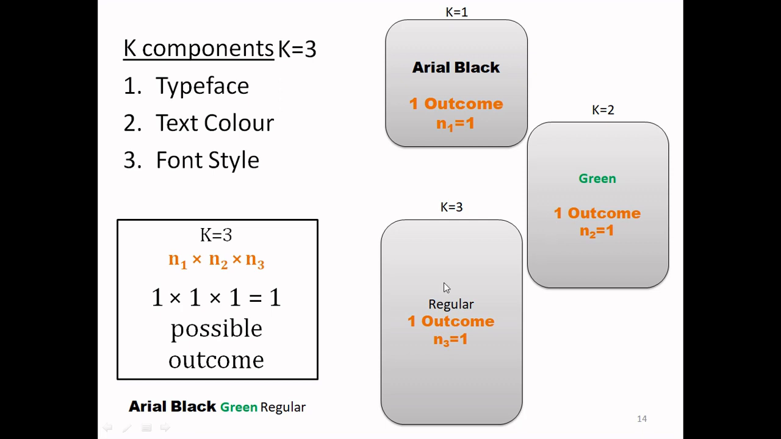In this case, if you have to find out the variations, there is no need to even make use of the formula, because you know that only this single option is available: Arial black, green color, and text font style regular. Even if I substitute these outcome values into the formula n1 cross n2 cross n3, I will get one possible outcome.